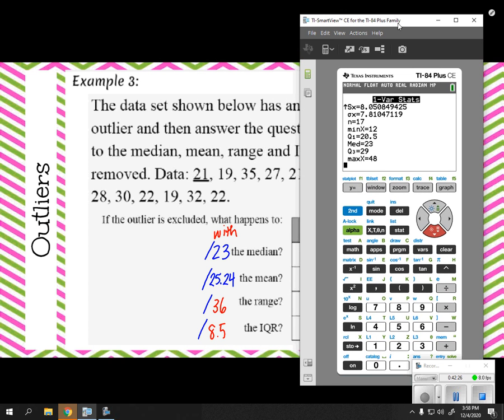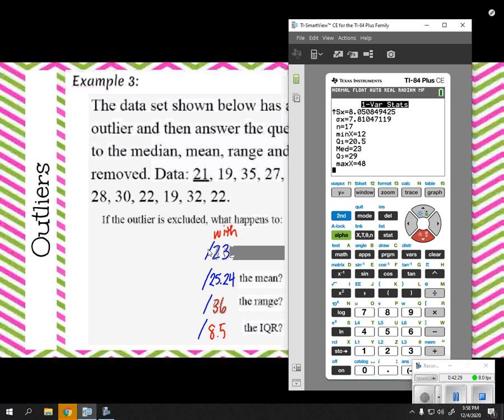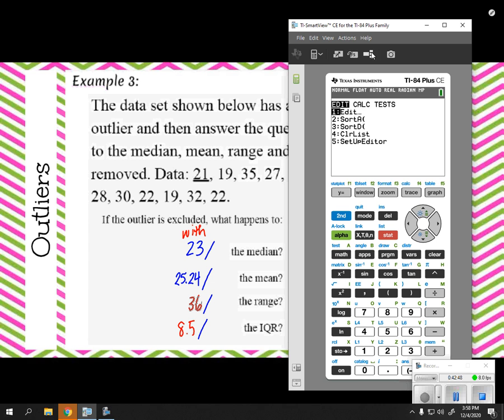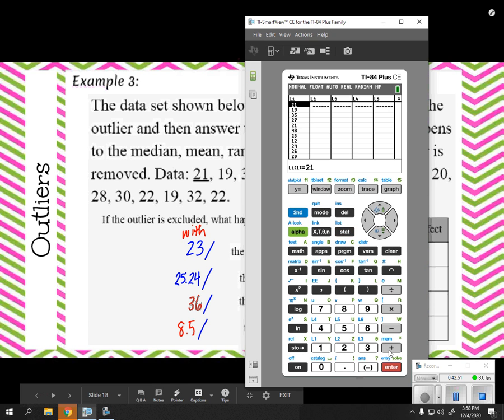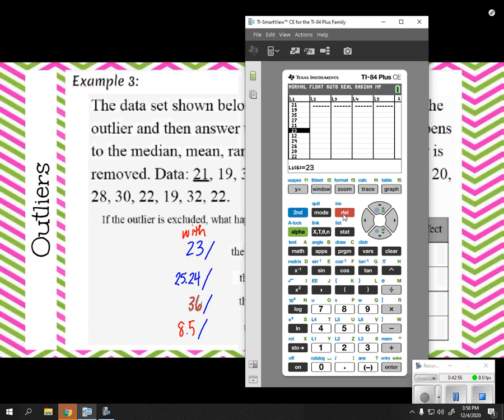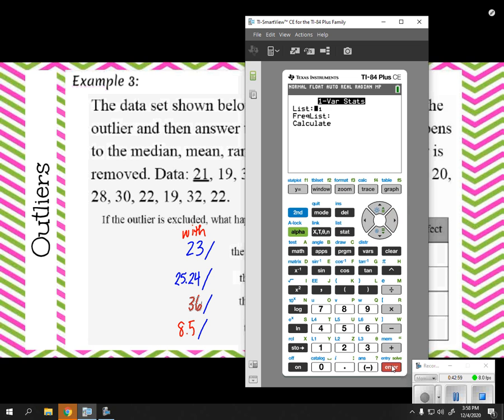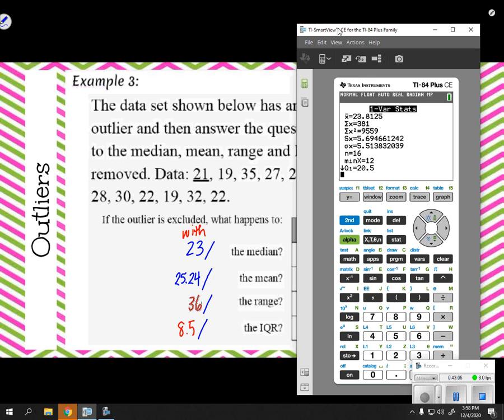All right, so we're going to exclude the outlier. So then, look at this. I'll just move all these things. Look at that. I feel so clever. Okay, so then we're going to look at without. We're going to hit stat, then edit, and then we're going to clip that 48. We just delete it. Don't have to clear out the whole entire list. We're going to do stat, right 1 again. Okay, so without, the median is 22.5.